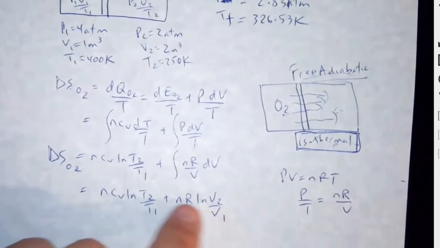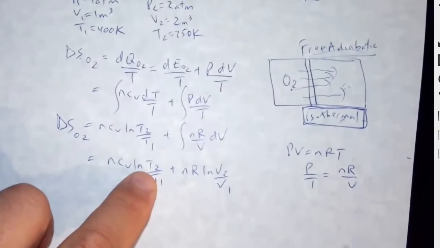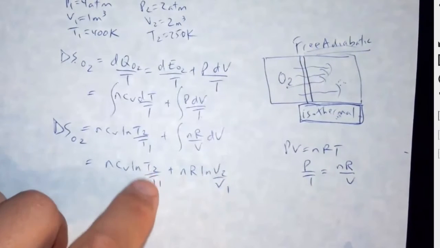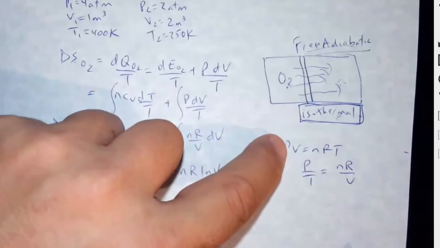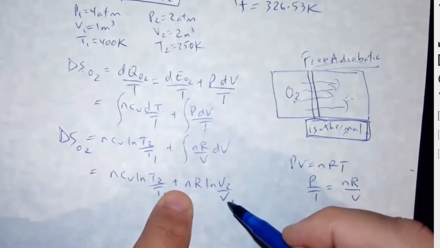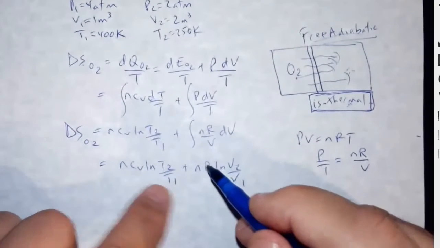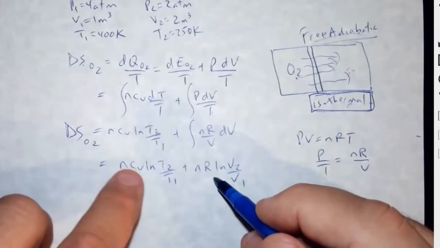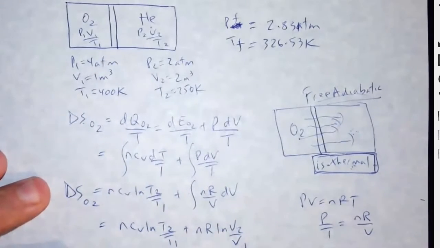And I can't combine them to say nCp, because V2 over V1 is not necessarily T2 over T1, right? This would be equal to this only if the pressure is constant. Do you see what I'm saying? If this process was isobaric, V2 over V1 would be the same thing as T2 over T1. Then I could combine them. Then I'd have the equation for an isobaric process, nCp ln T2 over T1. But this is neither isobaric nor isothermal, nor adiabatic, nor isovolumic, right?